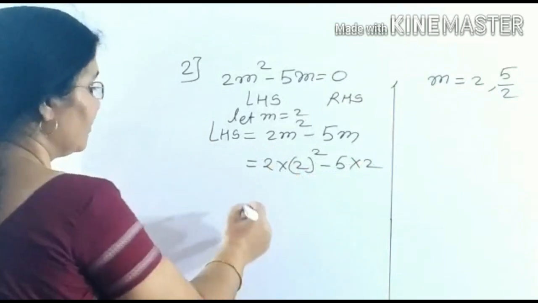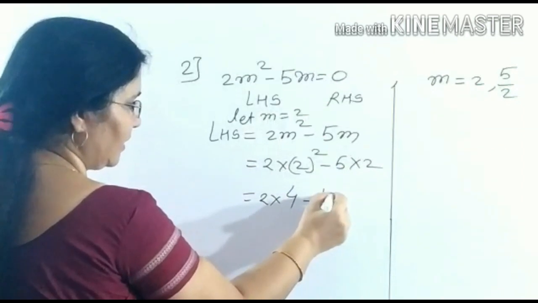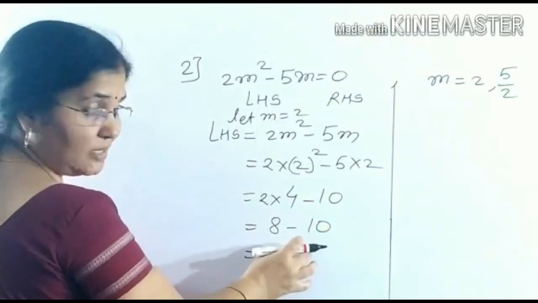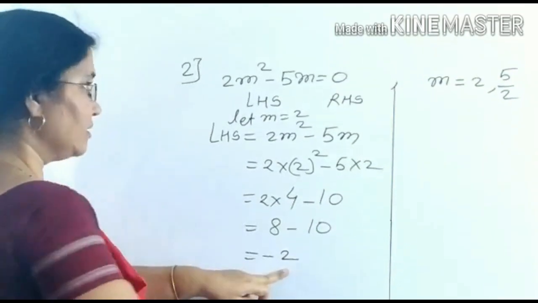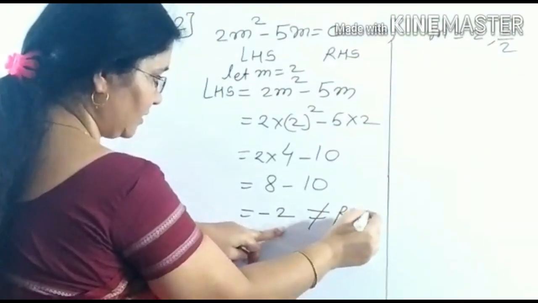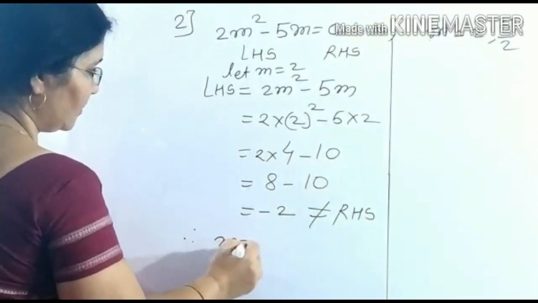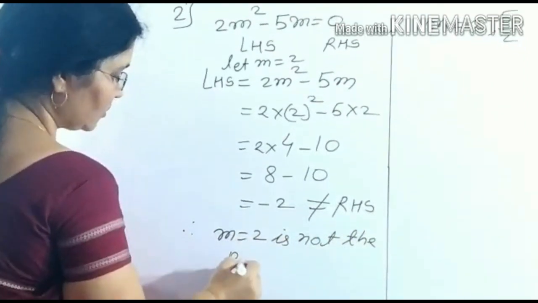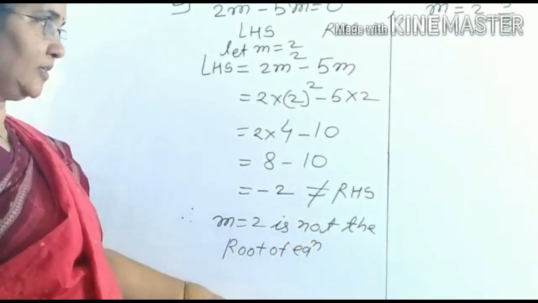The first value we are going to put in the left hand side of the equation. That is 2 into 2 square is 4, minus 5 twos are 10. 2 into 4 is 8 minus 10. What is the subtraction of this? It is minus 2. But this is not equal to the right hand side of the equation. It is not equal to RHS. That means m is equal to 2 is not the root of the equation.